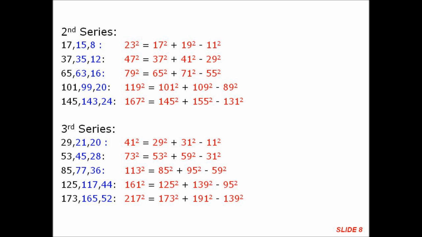This slide just gives the negative quadruples produced by the second and third primitive Pythagorean triple series, both of which are even series. Hence, the third square in the sequence has greater magnitude than the second.